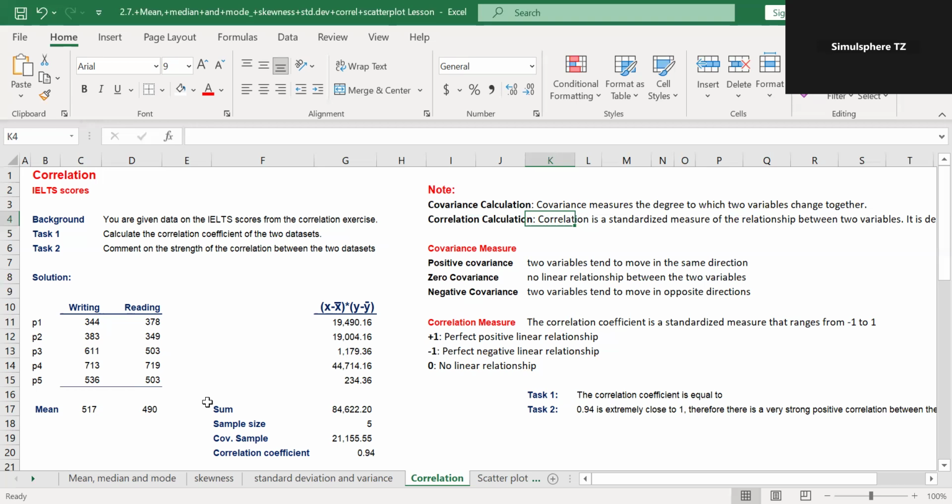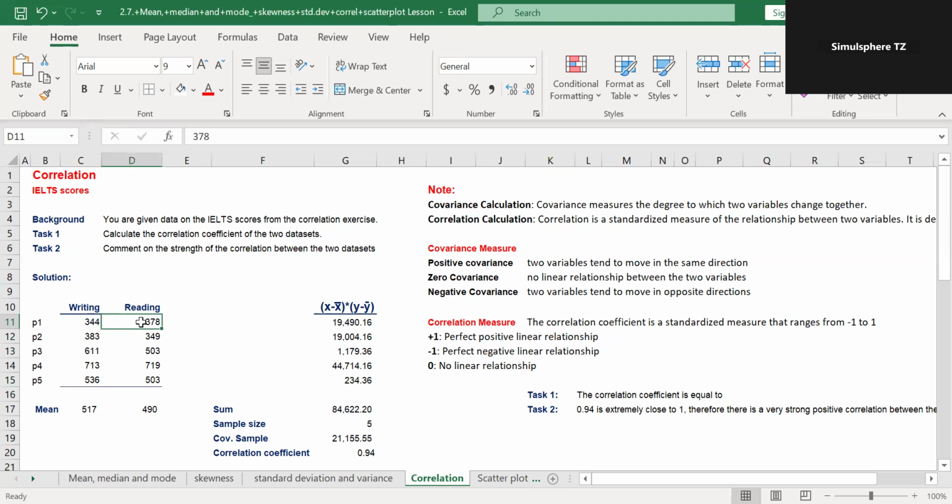Have you ever had a statement where people tell you, if you are able to score well in writing, then there is a high likelihood that you will score well in reading? That is what we are trying to practicalize today. Using a 5-man sample of their writing score and the reading score, we want to know if in IELTS, if we can score well in writing, we can most likely score well in reading.